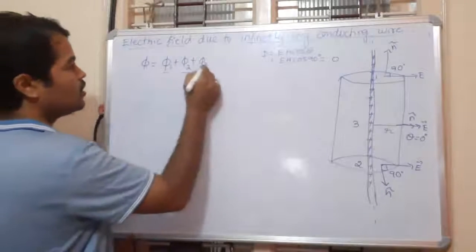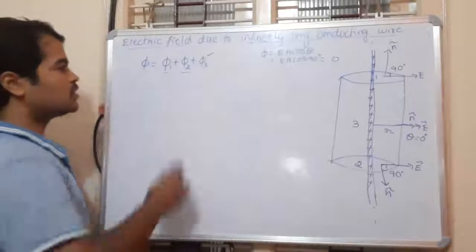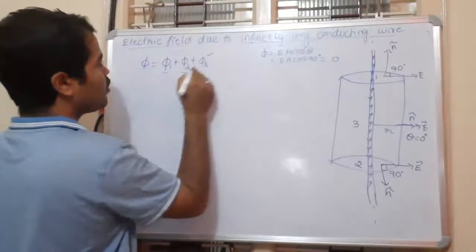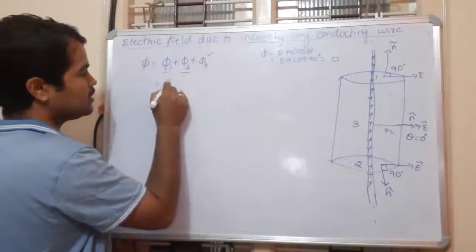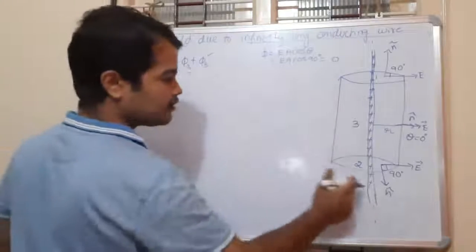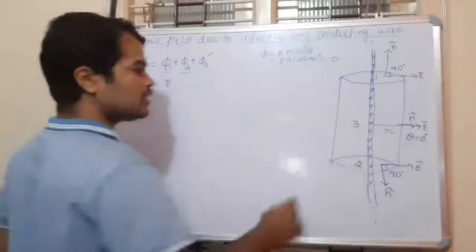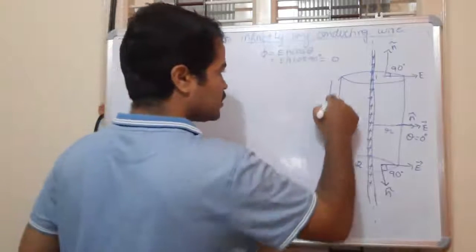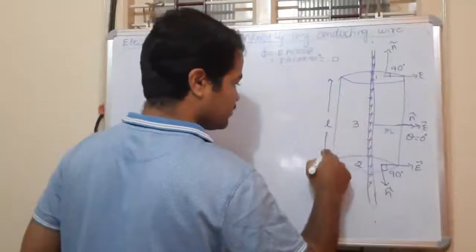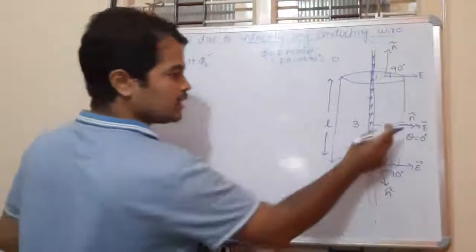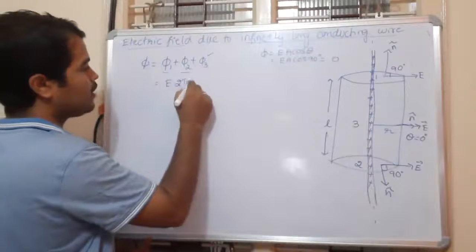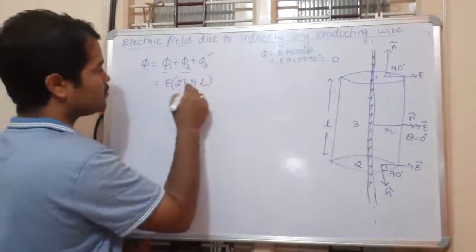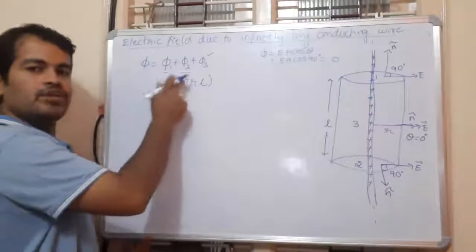So now only this one is contributing. So that we need to mention now. The total electric flux is E into this area. What area? Cylinder area. How much is the length? This length is L. This radius is R. Then the area will become 2 pi R L. Yes or no? That is E into area, right?